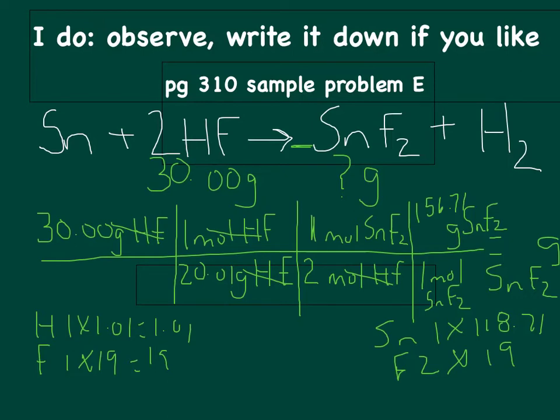30 times 156.71 divided by 20.01 times 2. And you should get something that looks like, let's see, 117.5. So the answer is 117.5 grams of SnF2 is produced.